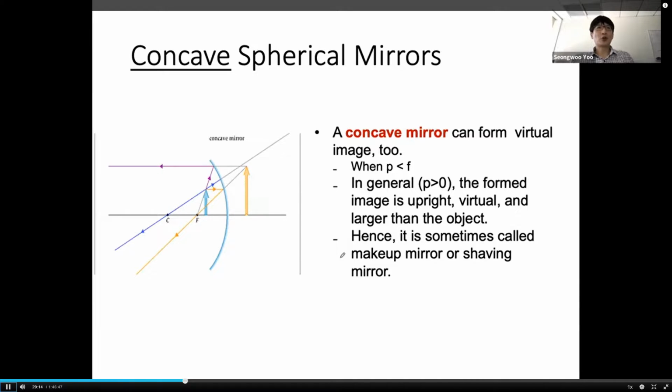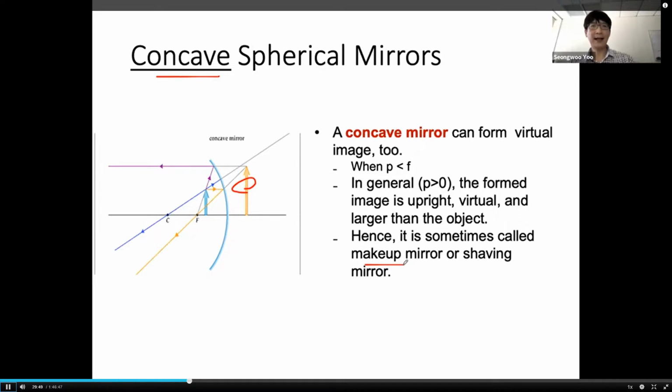I also showed that a concave mirror can generate a virtual image, and this virtual image is magnified. When we use the convex mirror to generate the virtual image, the image is minified. But if we want to enlarge the virtual image, we use the concave mirror because it can magnify the object. So it's called the makeup mirror or the shaving mirror.